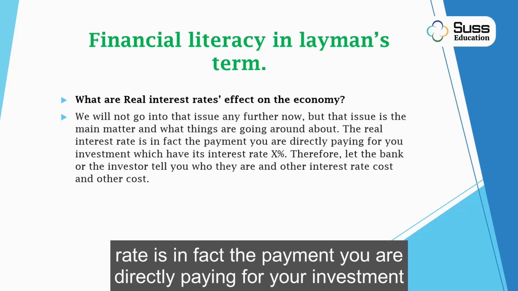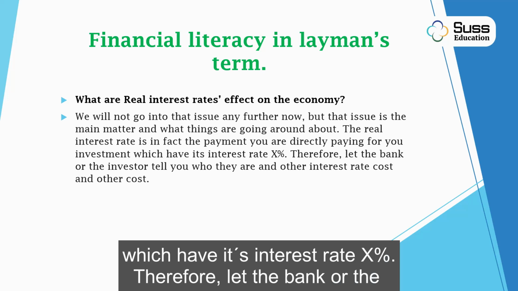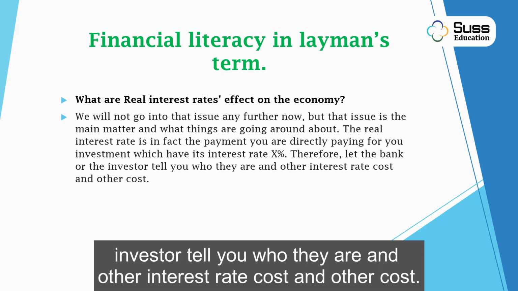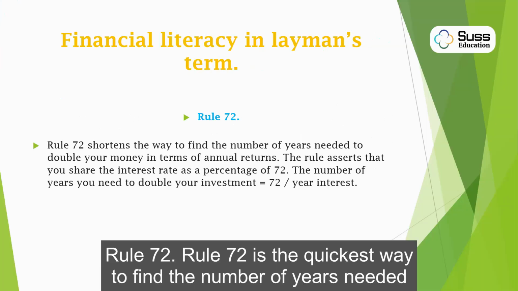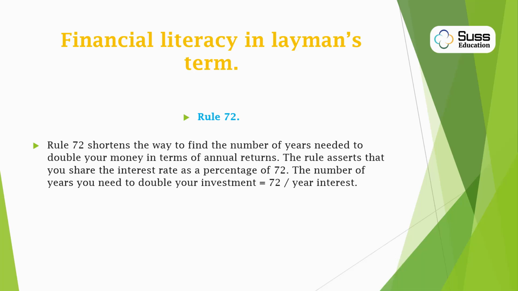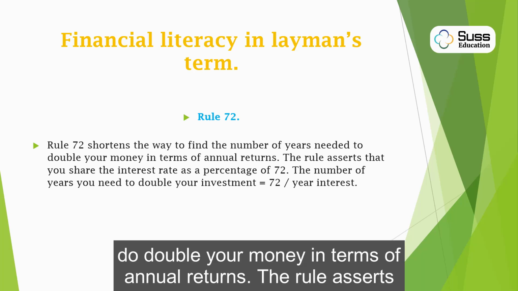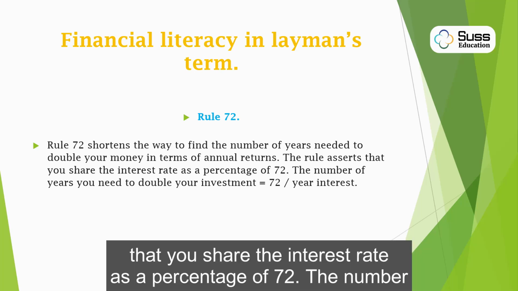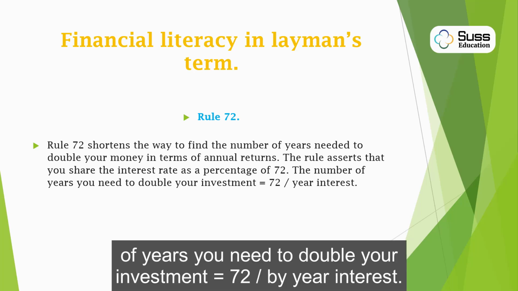The real interest rate is in fact the payment you are directly paying for your investment, which will have its interest rate at X%. Therefore, let the bank or the investor tell you about the interest rate and other costs. Rule 72 is the quickest way to find the number of years needed to double your money in terms of annual returns. The rule asserts that you divide 72 by the interest rate as a percentage. The number of years you need to double your investment equals 72 divided by the annual interest.